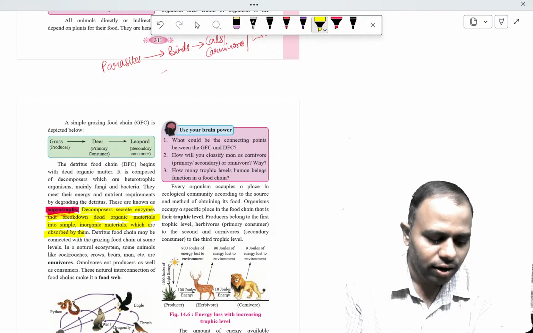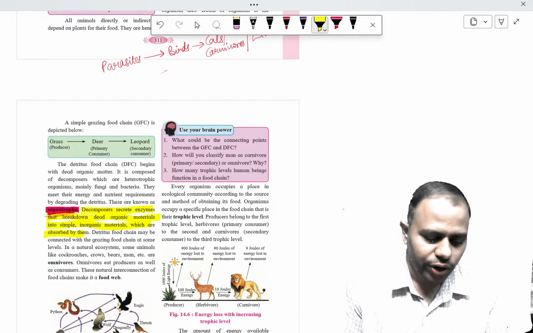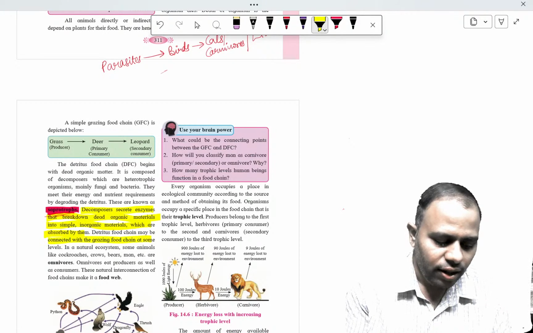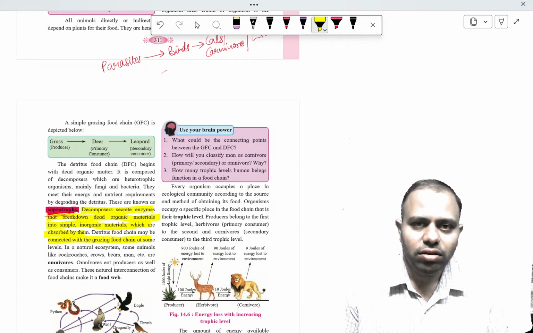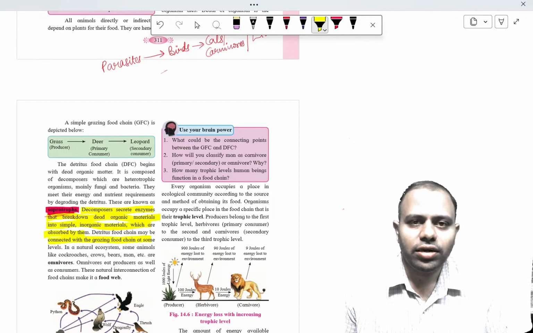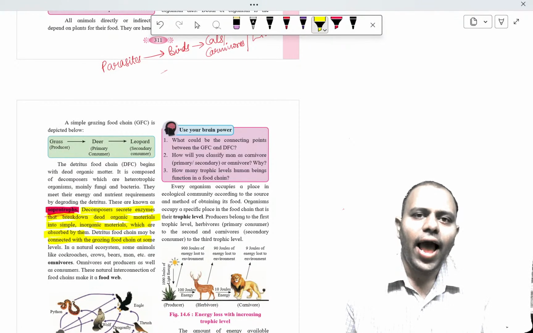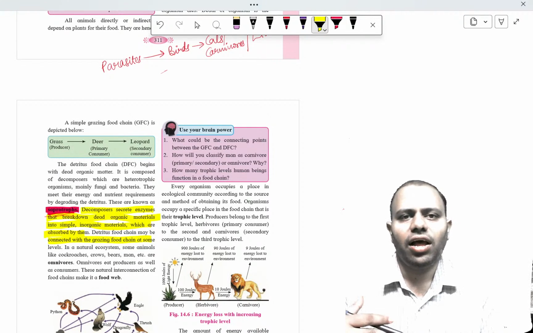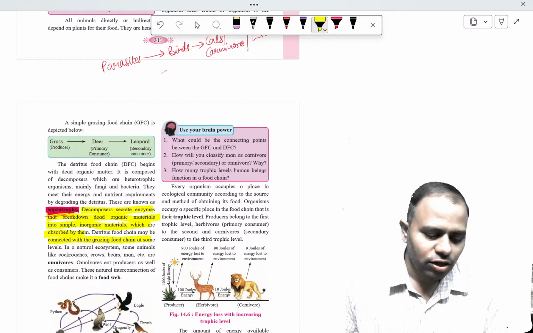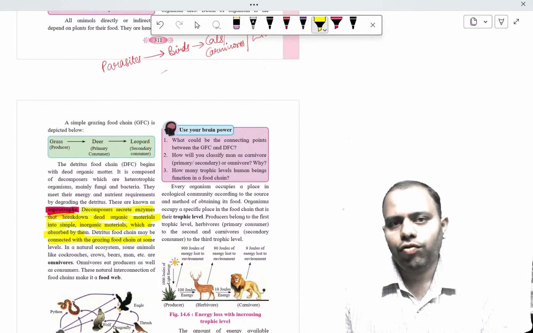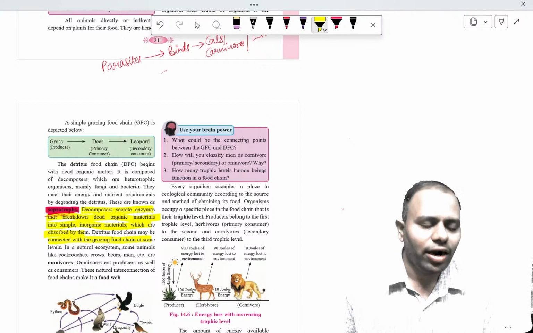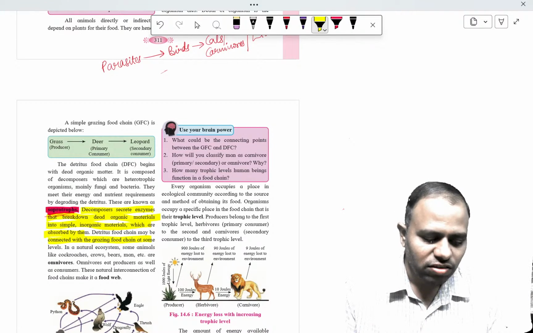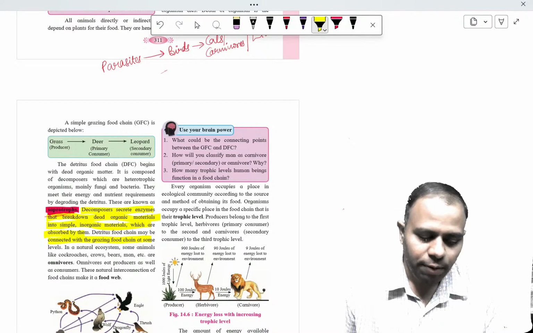Decomposers secrete enzymes that break down dead matter into simple inorganic matter, which is absorbed by the plants. Now the detritus food chain can be connected with the grazing food chain, as the dead and decomposed matter dissolves in soil, releasing its minerals into the soil, and from the soil these minerals are taken up by the plants. So in turn the energy in chemical form is taken from the detritus to the plant, and then from plant to other organisms, as we just saw in the examples above. So these were the types of food chain.